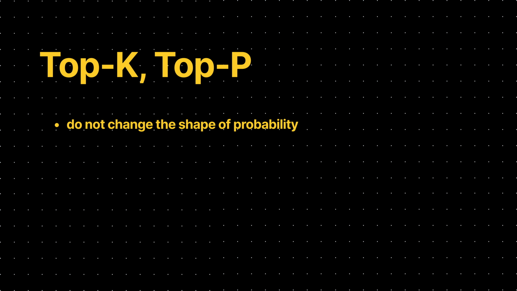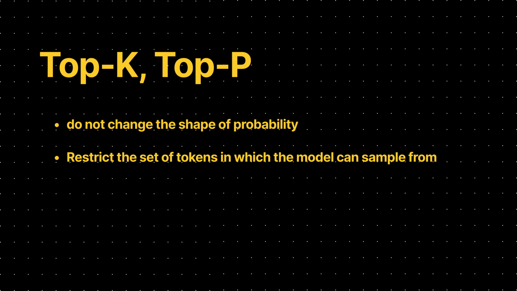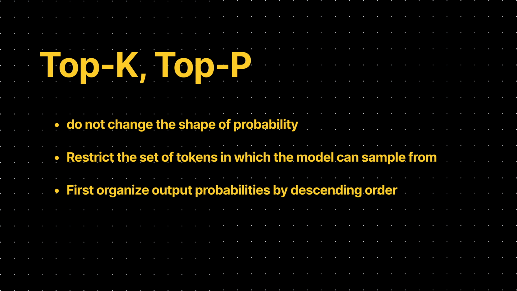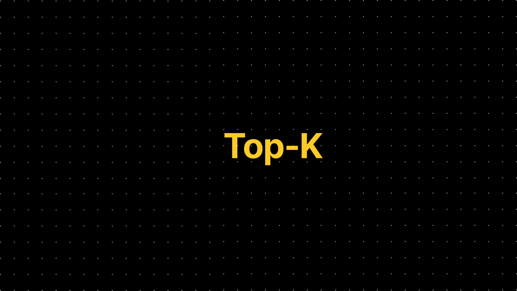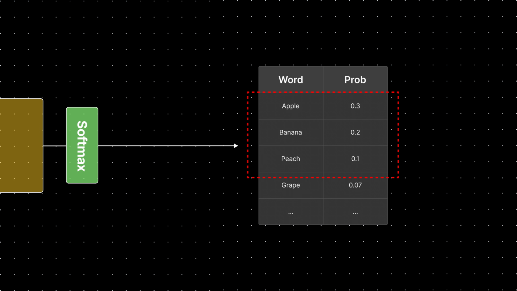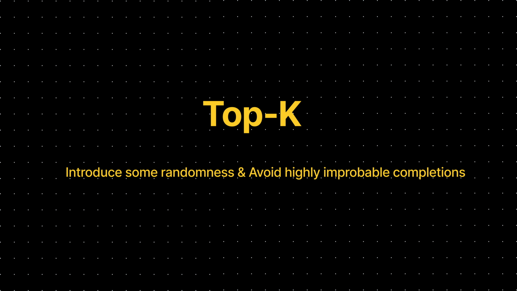Different from temperature, top K and top P parameters do not change the shape of the probability distribution. Instead, they restrict the set of tokens from which the model can sample after obtaining the probabilities via the softmax function. Top K and top P both operate on probabilities by first organizing them in descending order. Top K selects the first K tokens to create a new distribution to sample from. For example, let's say we sampled using K equals 3 from this list of tokens. We will then only sample from the top 3 tokens that have the highest probability, which are apple, banana, and peach. Note that if K equals 1, then we get a greedy strategy again, where the most likely token is always picked. Top K is good if you want to introduce some randomness, but avoid highly improbable completions.